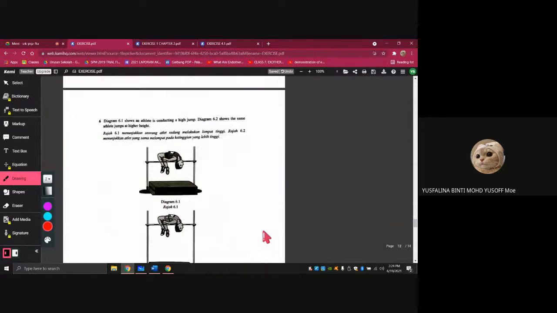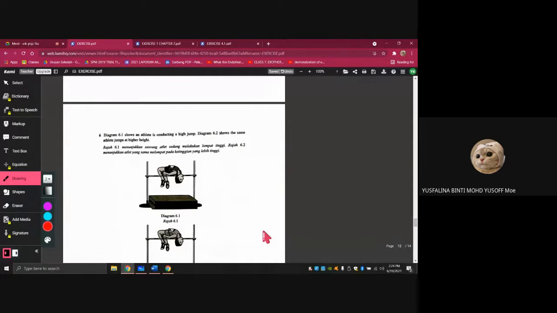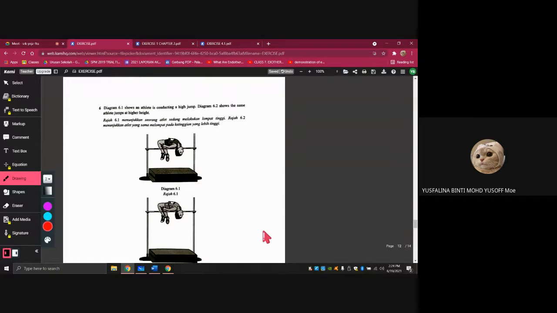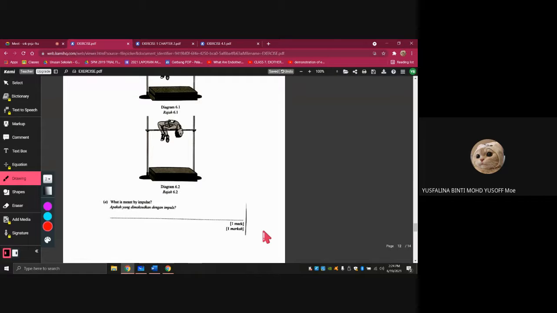Okay, number 12. Diagram 6.1 shows an athlete conducting a high jump. Diagram 6.2 shows the same athlete jumping at a higher height. What does it mean by impulse? Impulse is the change of momentum. Very good. Change of momentum, while the impulsive force is the rate of change of momentum.